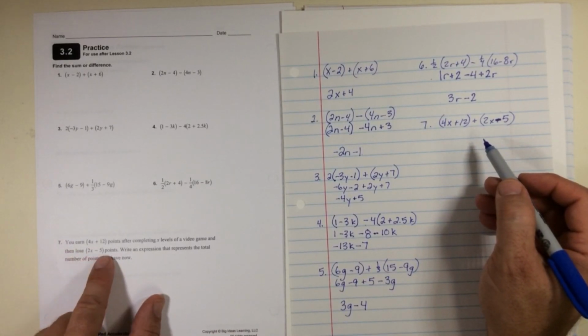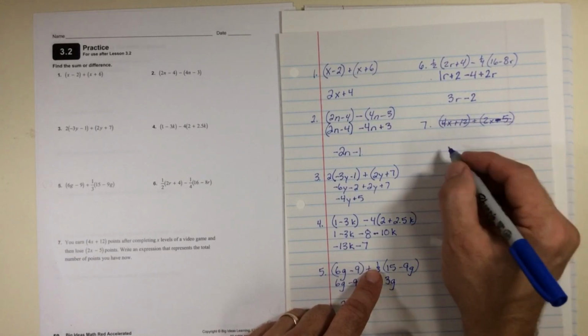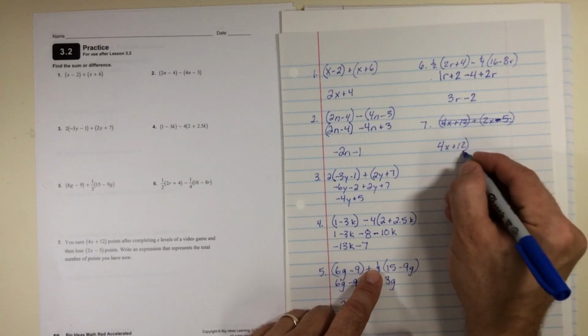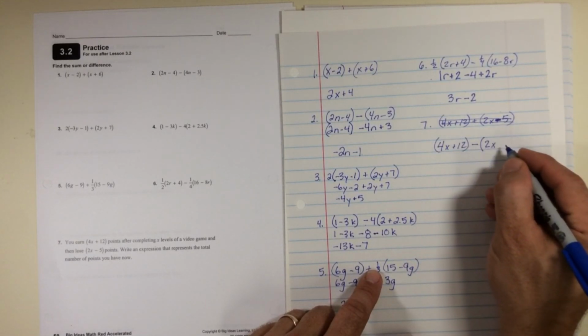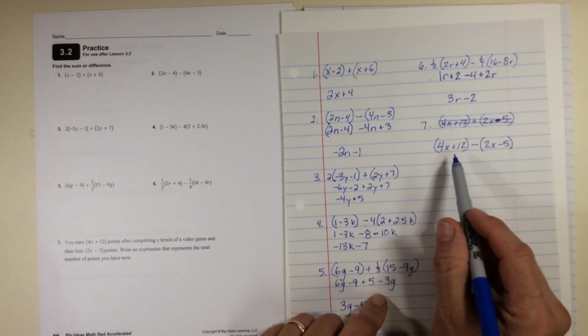Oh, you lose this many points. So sorry, I misread that problem. You're losing that many. So you don't add those points on. You would actually subtract that. So we're going to lose this many. 2x minus 5. Okay, well, that makes more sense.